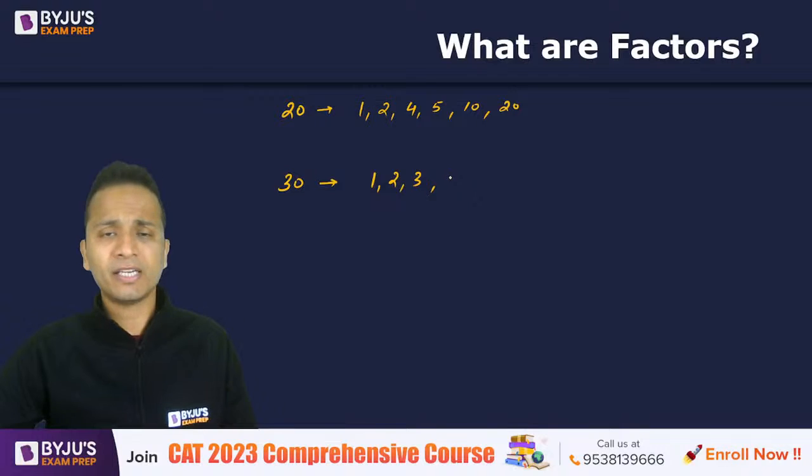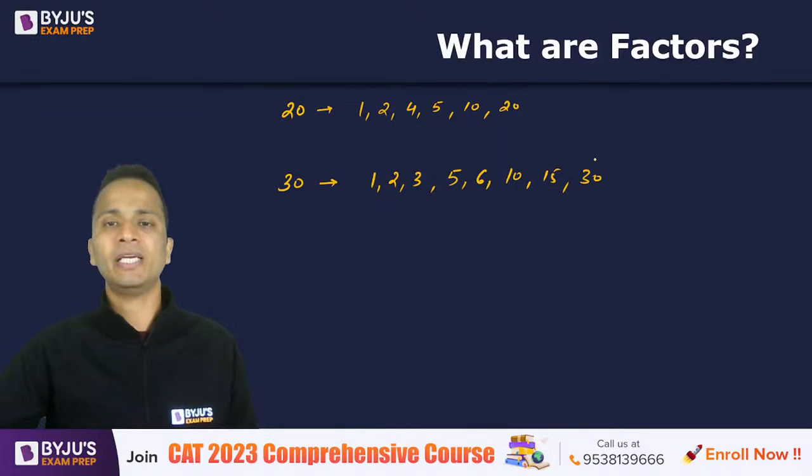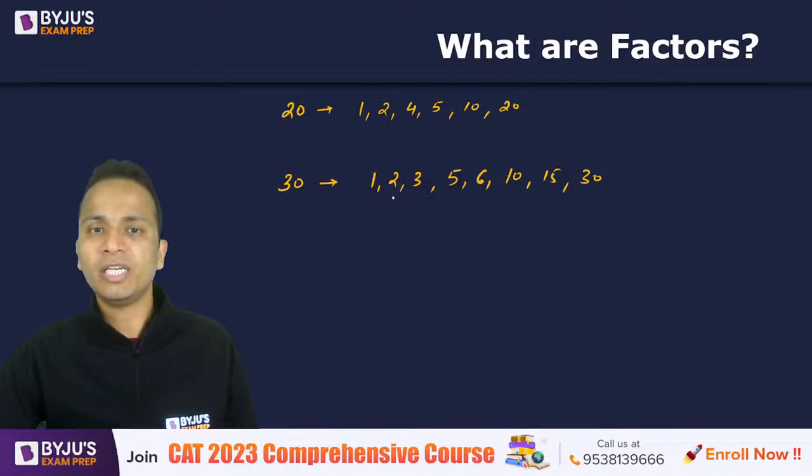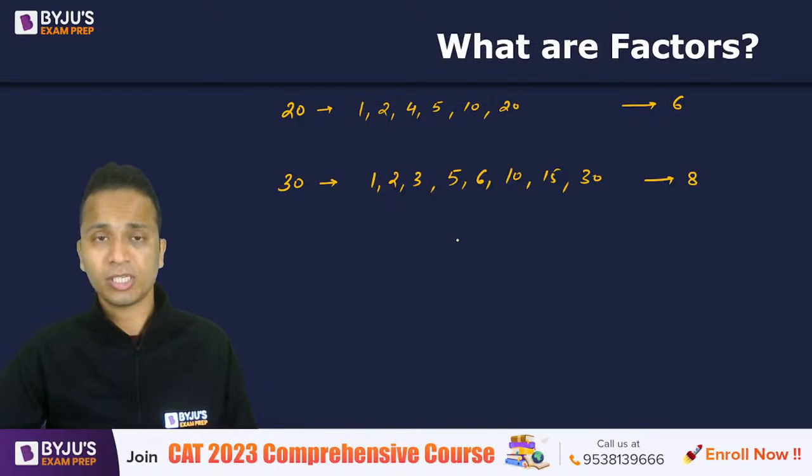4 will not divide 30, then 5, 6, 7 will not divide, 8 will not divide, 9 will not divide, 10 will divide 30, then 15, and finally the number itself will be the factor. All right, so the number of factors of 30 I can see is 1, 2, 3, 4, 5, 6, 7, 8. So the number of factors in this case is 8, and in the case of 20, it was 6.